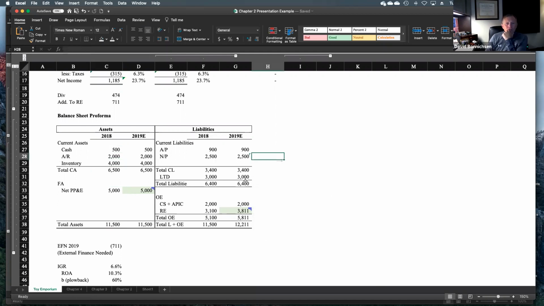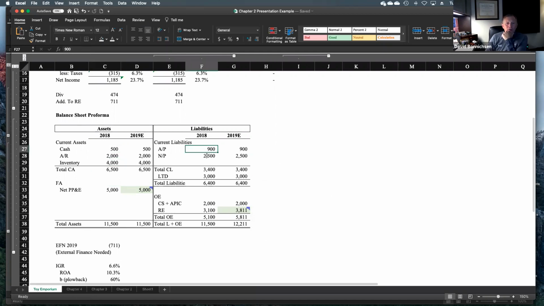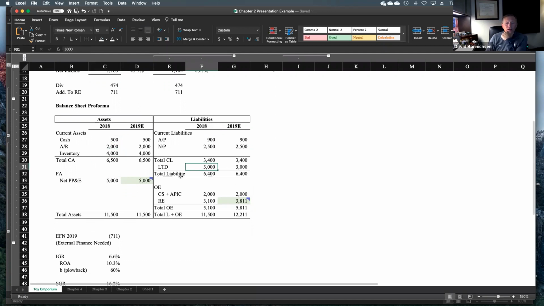We know that we've got $900 in accounts payable, $2,500 in notes payable, and $3,000 in long-term debt. We've got total liabilities of $6,400. It tells us what our common stock and retained earnings are, so $5,100 in equity. Liabilities plus equity is $11,500, and we are balanced.